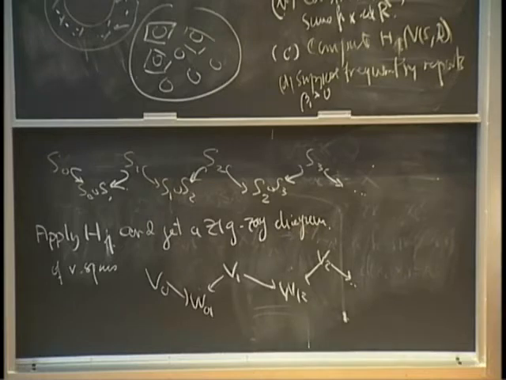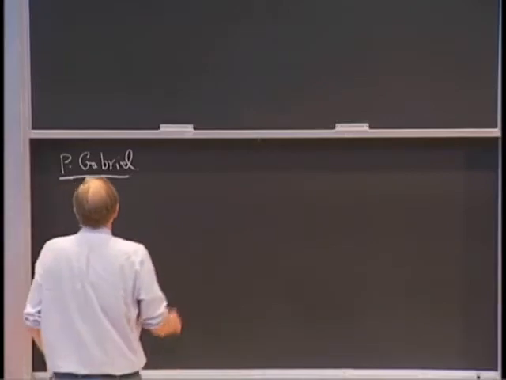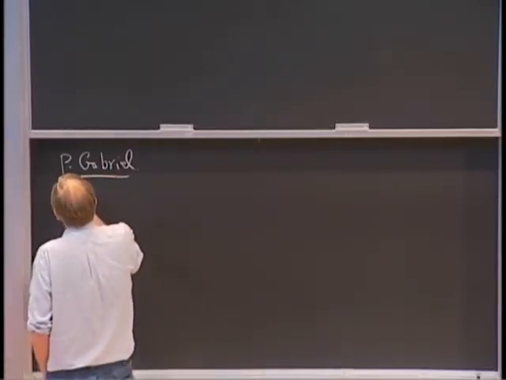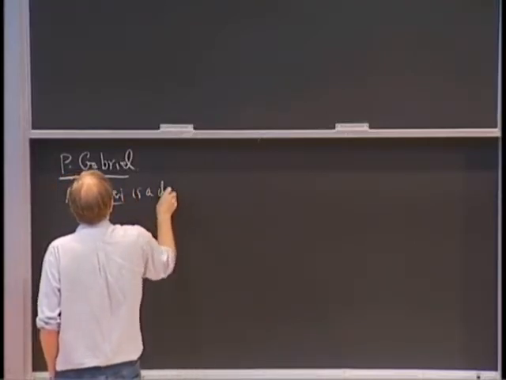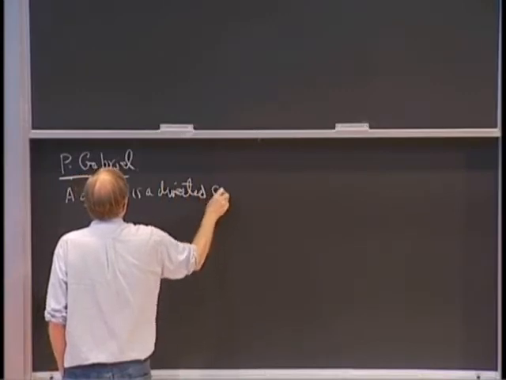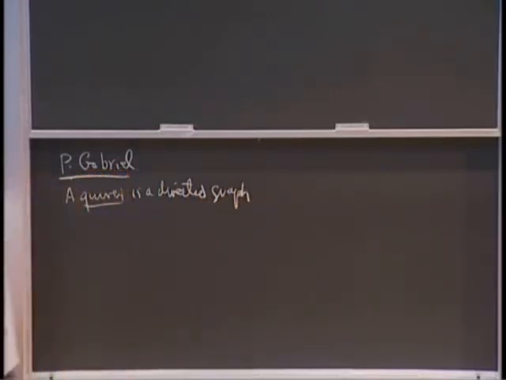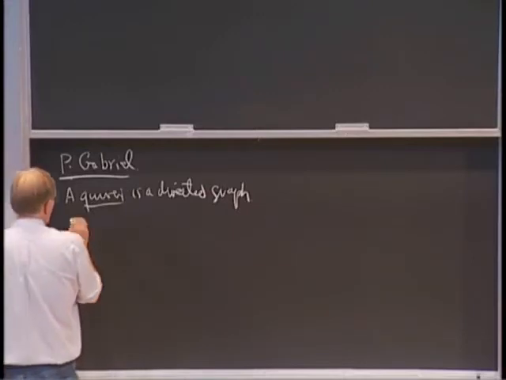So it turns out that Gabriel had already classified all the possible diagrams of zigzag type. In fact, what he did, he said the following. So, a quiver is a directed graph. Okay. A quiver representation is just an assignment of a vector space to every node in the graph and a matrix to every arrow, or a linear transformation.